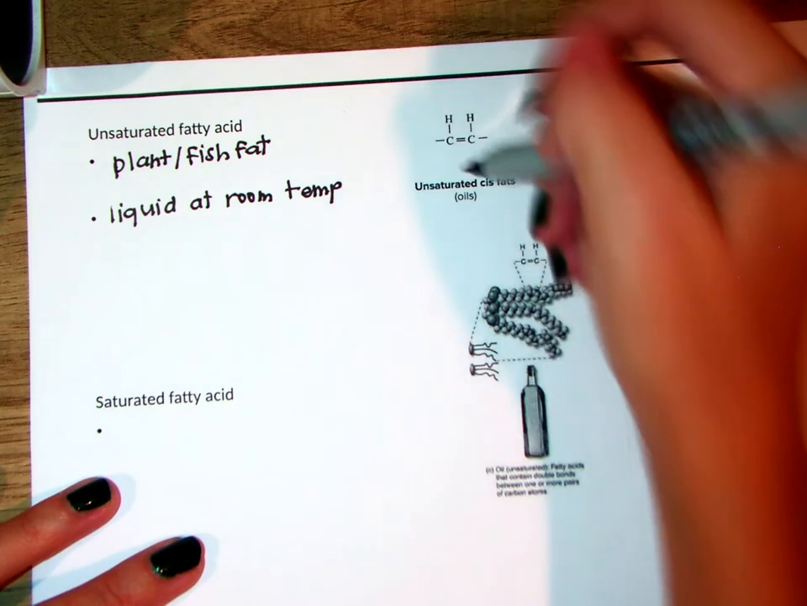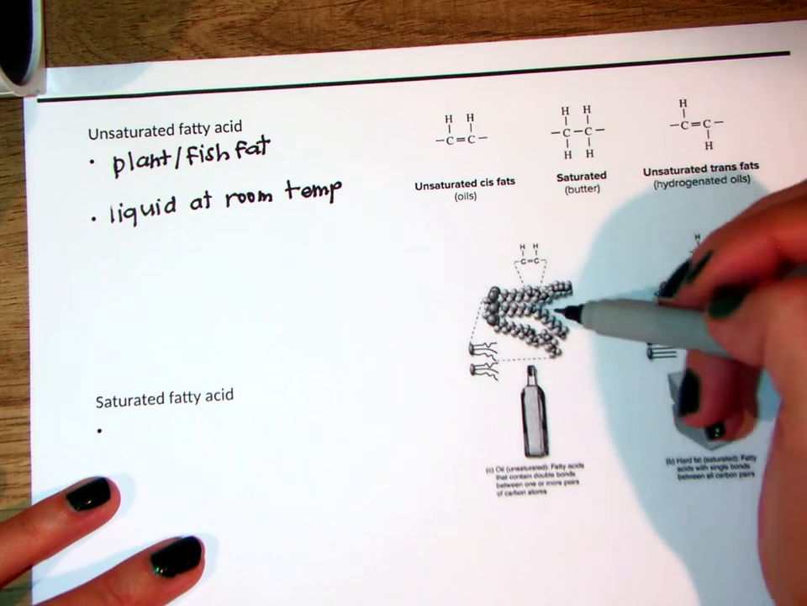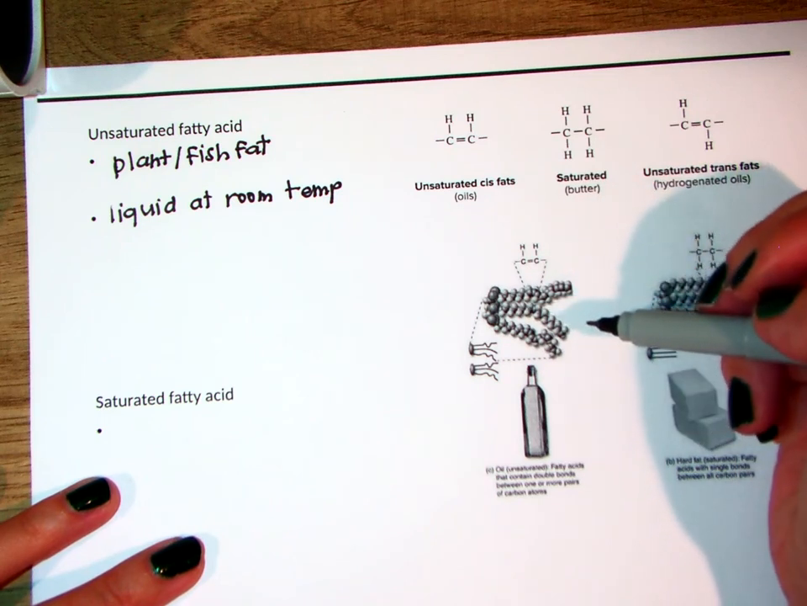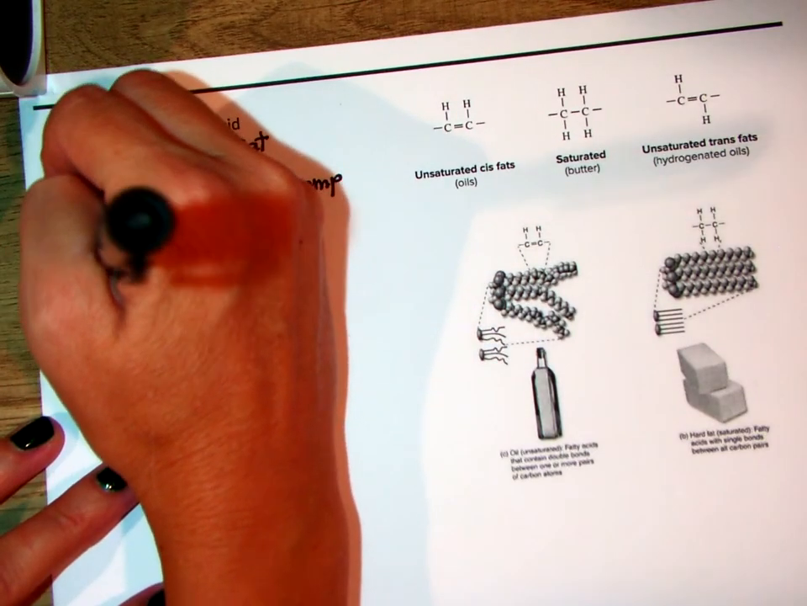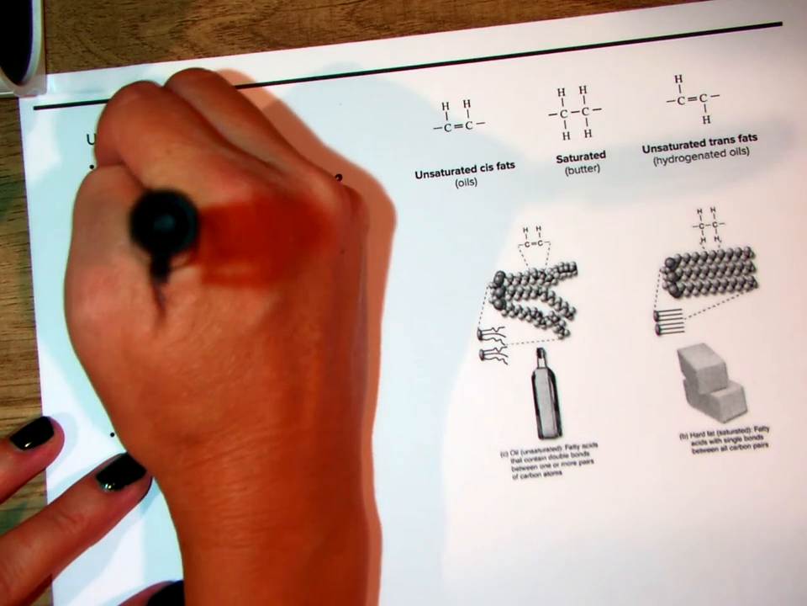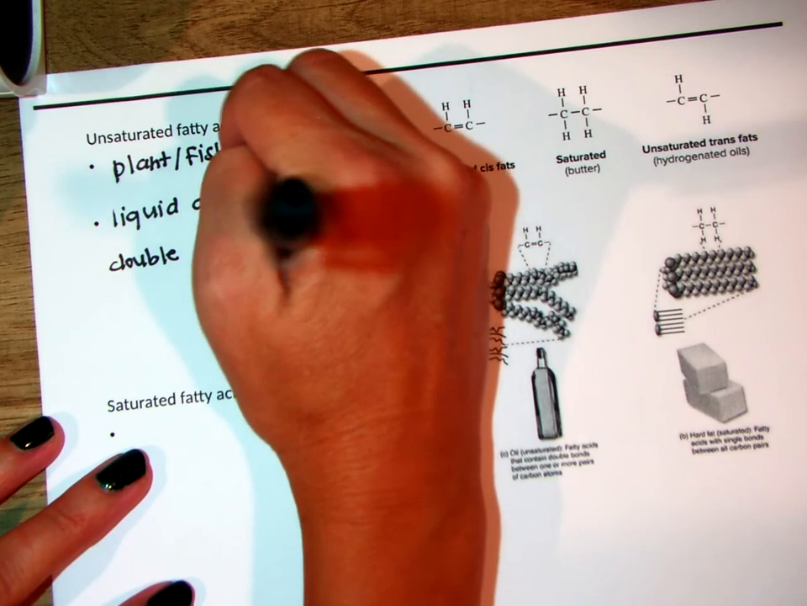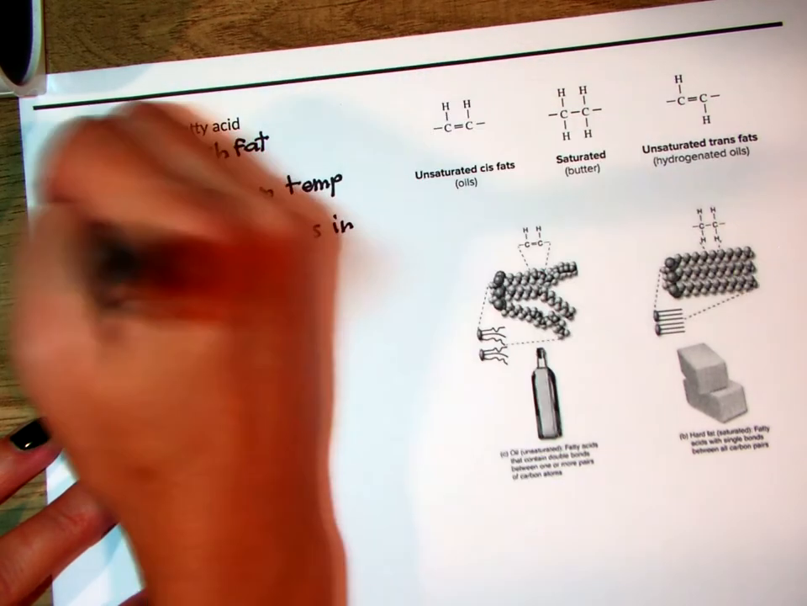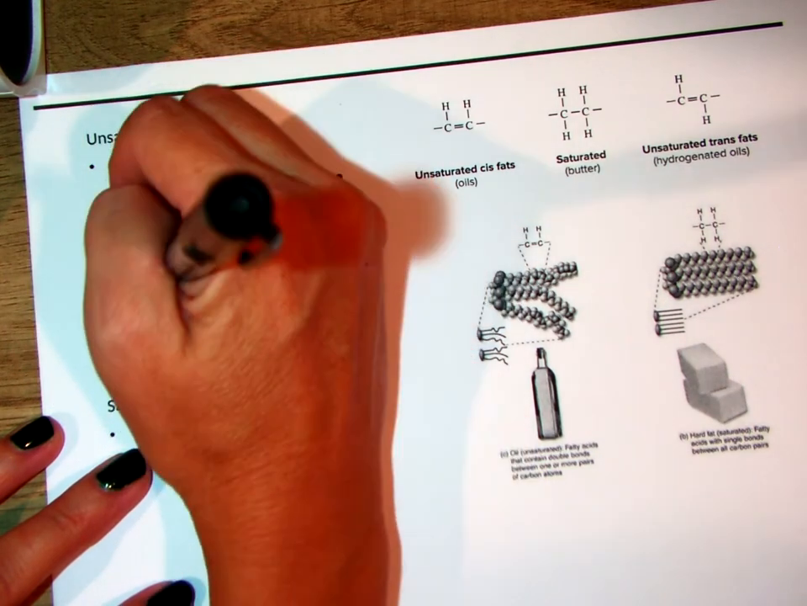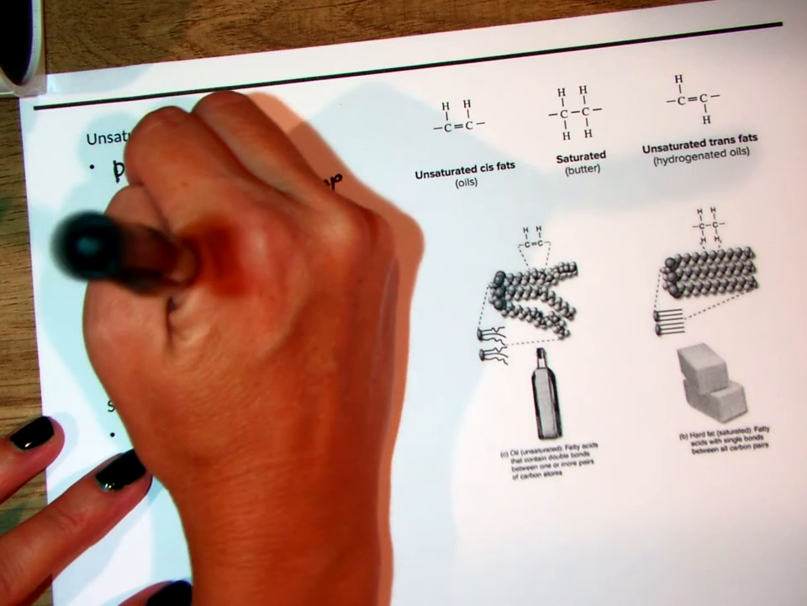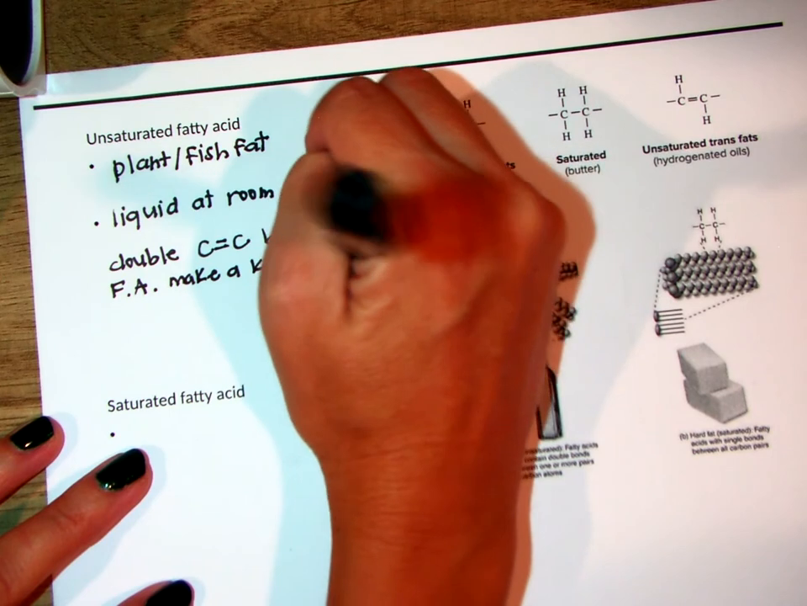And the double bonds here in the fatty acids make a kink or a bend in the fatty acid tails. So let's write that down. Double carbon-to-carbon bonds in fatty acids. I'm going to abbreviate. Make a kink or bend in the molecule.